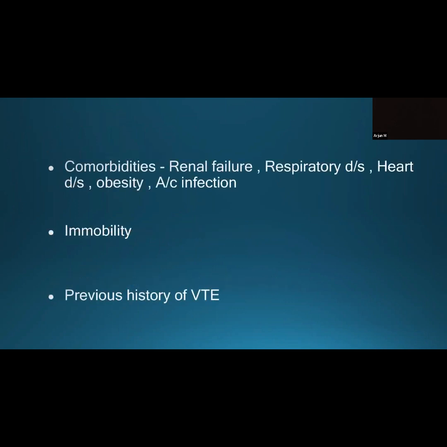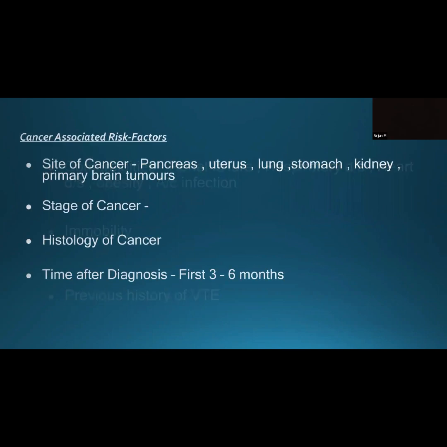Now, comorbidities like renal failure, respiratory disease, heart disease, obesity, and acute infection also contribute to this risk. And immobility itself is a high risk factor for developing a venous thrombotic event. Research has found that immobility of just 3 days increases the risk of developing a venous thromboembolic event exponentially. And patients who had a previous history of VTE have a much higher risk of developing recurrent episodes of venous thromboembolic events.